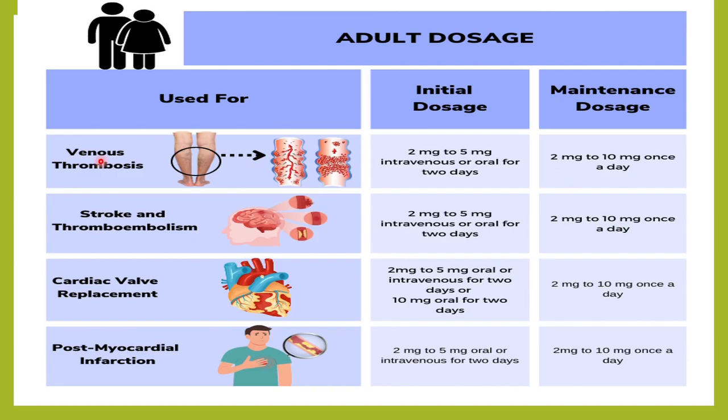Okay, so this I have told you the adult dosage. This is in venous thrombus, the initial dosage and the maintenance dosage. Whenever there is a thrombus, we will have to give the patient 2 mg to 5 mg IV or oral for 2 days. Later on, when we put them on the maintenance dose, we give them around 2 mg to 10 mg once daily. Same thing with your stroke or your post MI, etc. Initially, we give them 2 mg or 5 mg for 2 days, but later we put them on a once a day routine.